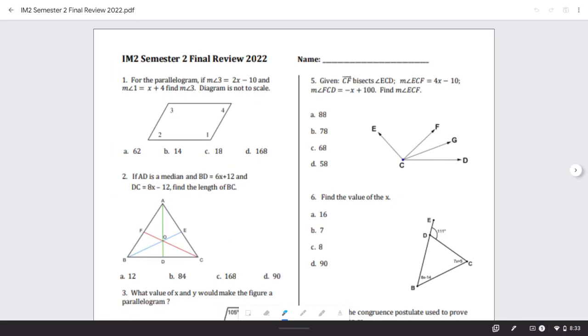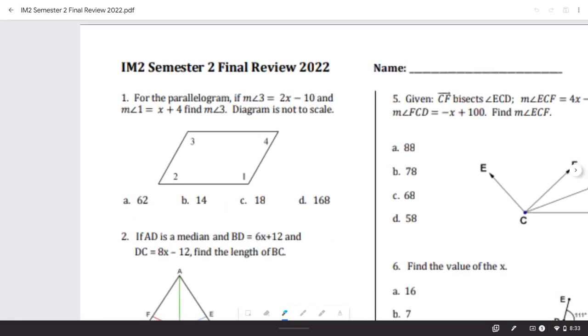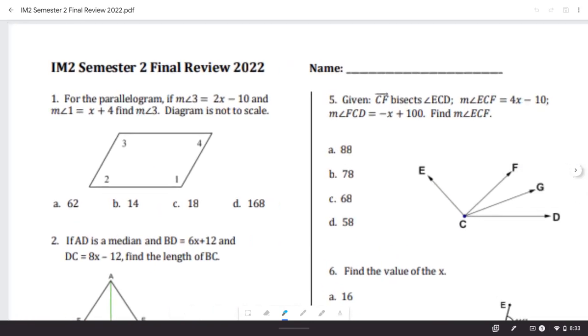All right, this is our semester 2 final review, which covers everything from module 4 to module 8, which are the modules that we've covered this semester. On number 1, this is a parallelogram, and what you have to remember about parallelograms is that opposite angles are congruent. So right here, angle 3 and angle 1 are going to be congruent.